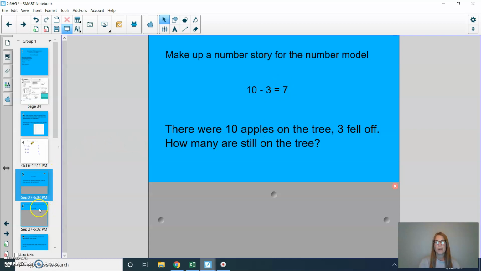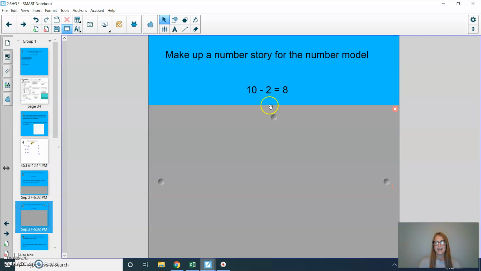Let's try one more problem like this. This time, will you make up a number story for the number model 10 minus 2 equals 8? Press pause and then play when you're ready to hear my number story.